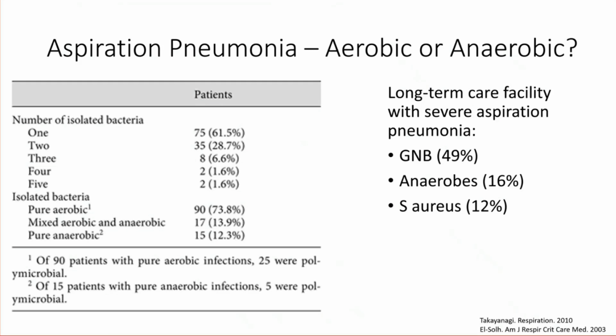Anaerobic being the second most common, so I'm not saying it's not there, but your most common is actually still your aerobic and aerophilic strep. Another study on the right, looking at long-term care facility patients with severe aspiration pneumonia at the University of Buffalo. All of these patients had bronchoscopy, and they looked at those organisms.